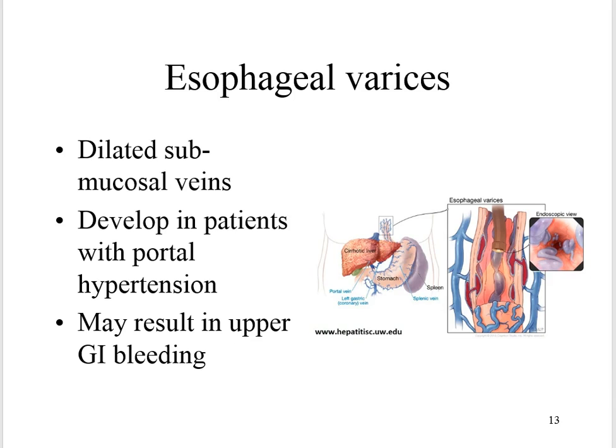Now, these are longitudinal venous varices at the lower end of the esophagus as a result of portal hypertension. They are superficial and liable to ulceration and massive bleeding.